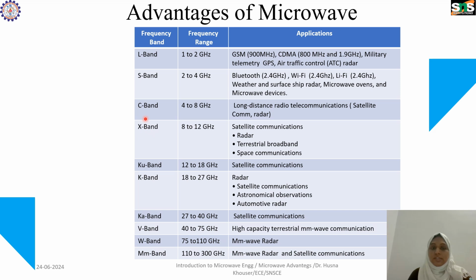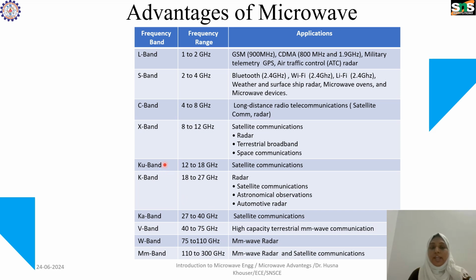Next band is the C band. C band is 4 to 8 gigahertz. The C band we use for long distance communication, such as satellites and radar. And next after the C band, the fourth band, we call the X band. X band ranges from 8 to 12 gigahertz. Similar to the C band, this X band is also used for long distance communication such as radar application, terrestrial, broadband and space applications.